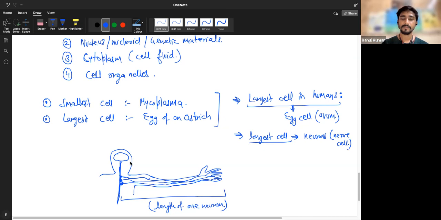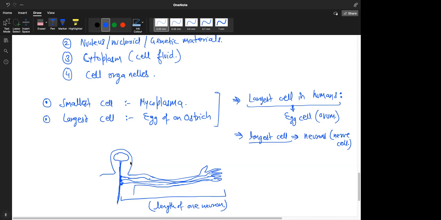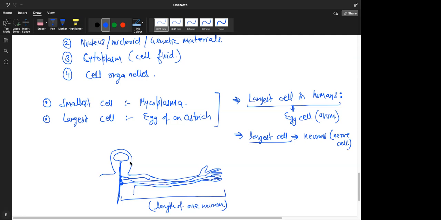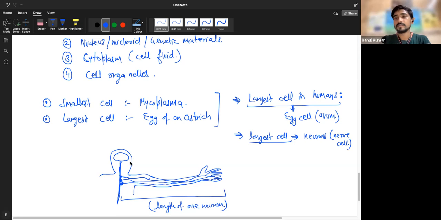Is it clear? But no human cell can be smaller than a bacteria. Every human cell will be bigger than that because it's a eukaryotic cell. It has more energy, it can grow bigger. And that's why every cell of our body can be attacked by bacteria. We can have bacterial infection. If our cells were smaller than bacteria, then bacteria would not have been able to enter the cell, and we would never have bacterial infection. So the smallest cell in the human body is also very big.